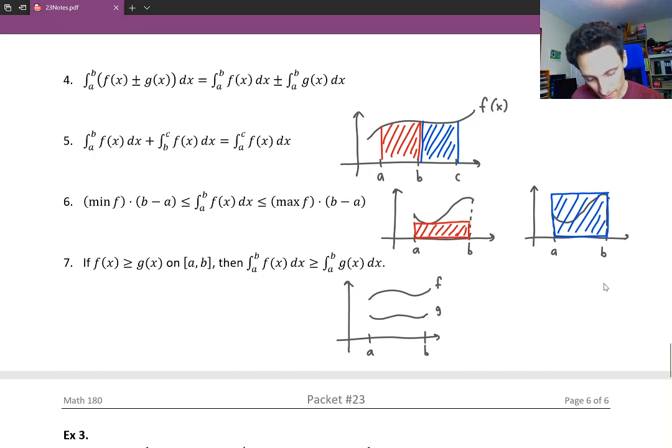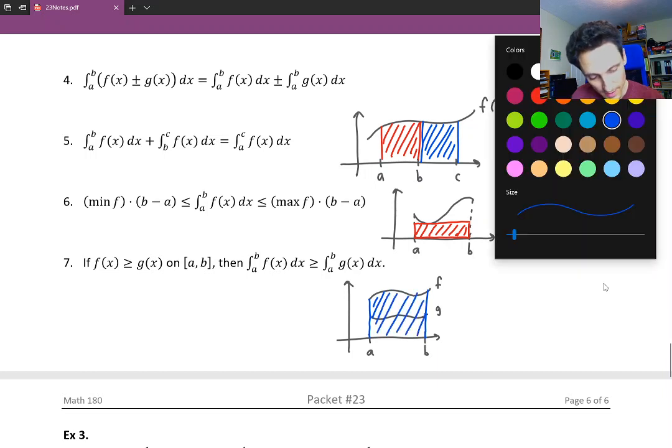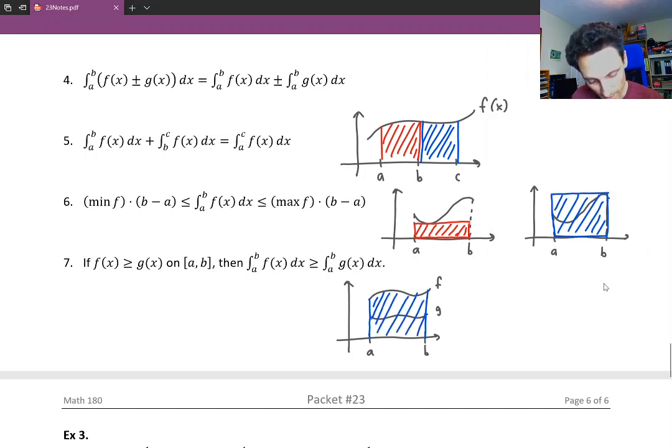Well, the area under f is definitely going to be more than the area under g, just because f is higher than g. So that property is kind of like common sense when you look at a picture.